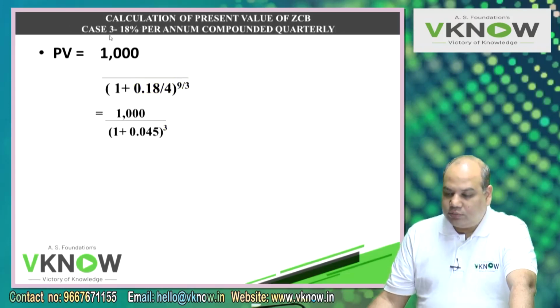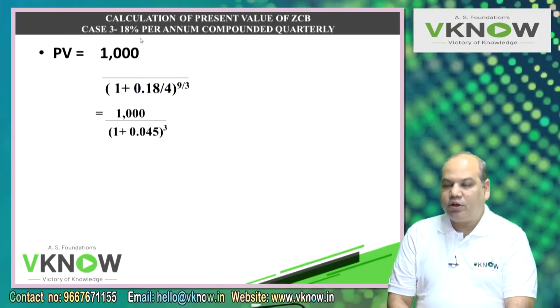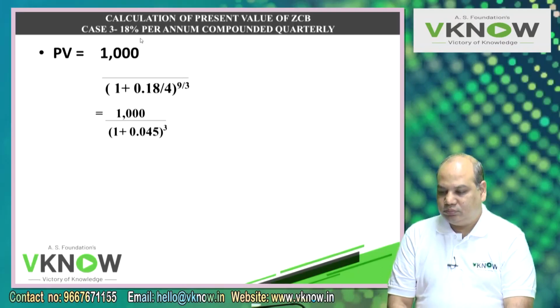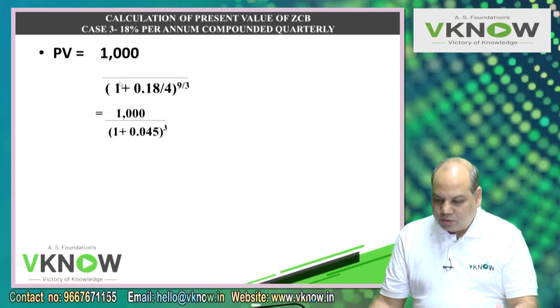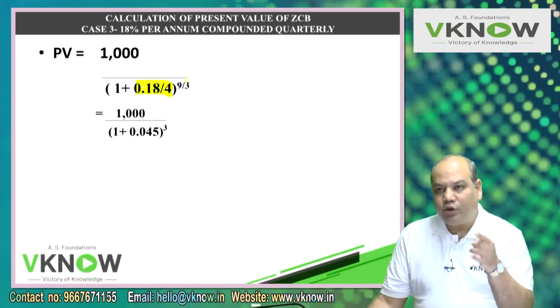Now, next case 3 write down. Case 3. 18% per annum compounded quarterly. Present value is equal to 1000 upon 1 plus 0.18 divided by 4 to the power 9 by 12 into 4.